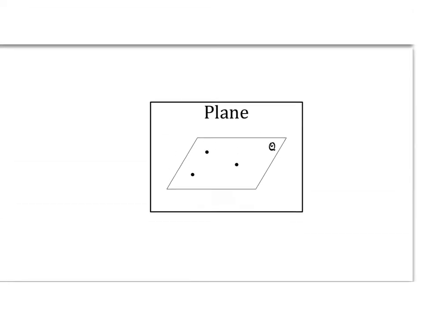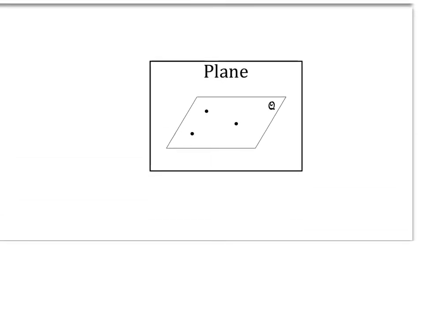Now a plane. Let me just point out that we have a letter Q, and this is a plane. This is a plane, and we have 3 points. So let's name those points. Let's call this one X, this one Y, and this one here point Z. So we can name this plane XYZ, and also plane Q.